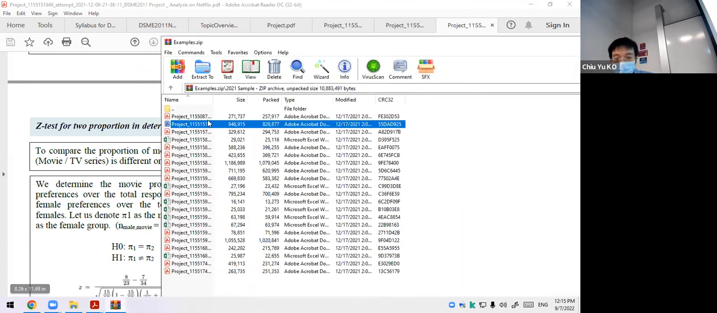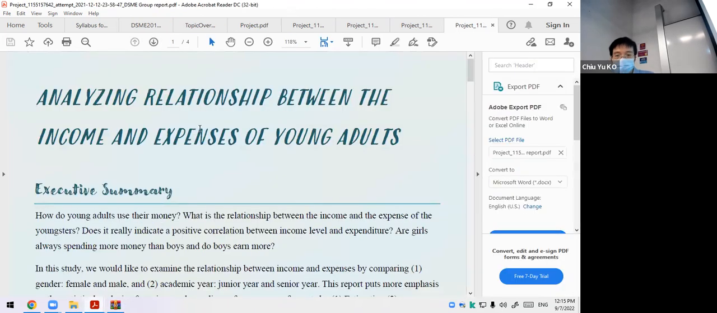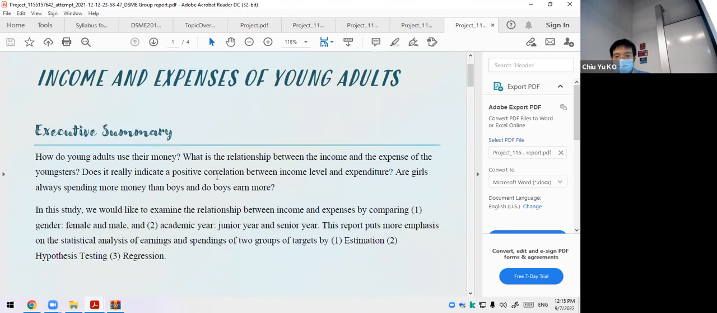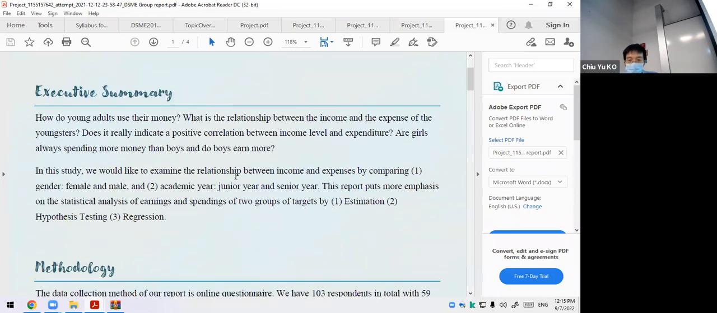Maybe go to the next one. This is the last one we want to cover. This one looks at the income of young adults, and the expense. So look at adults like you guys: how much they spend is related to how much they earn. Do girls spend more or do boys spend more? Do boys earn more or earn less? Young adults, so they look at men.